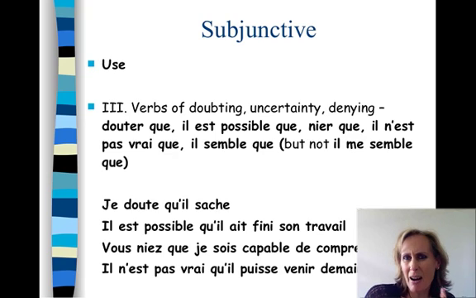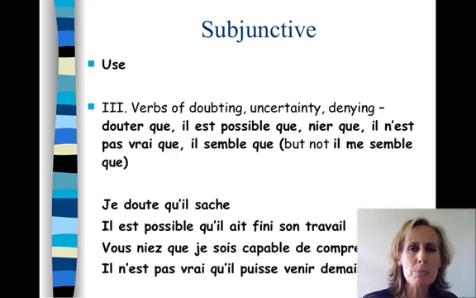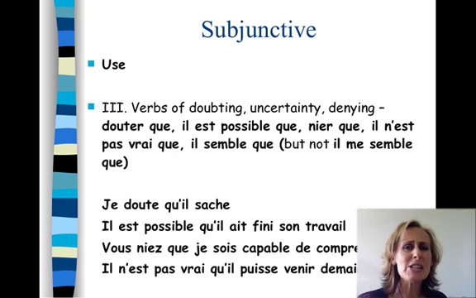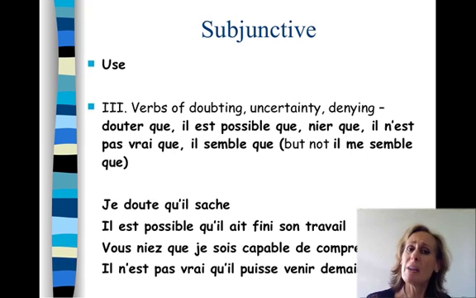Nier que, denying. Il n'est pas vrai que, it's not true that. Il semble que. Il semble que takes the subjunctive. It seems that. However, il me semble que takes the indicative. I suggest one way to interpret this is, it seems to me that, and if you're French, you're going to be quite certain about things, there's no doubt there, so it's going to be the indicative.